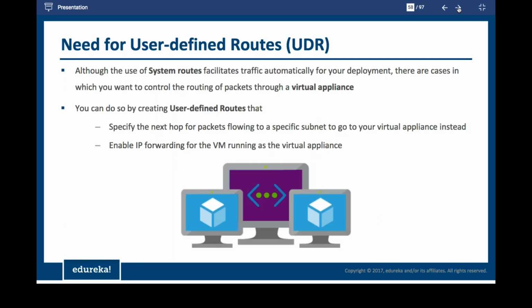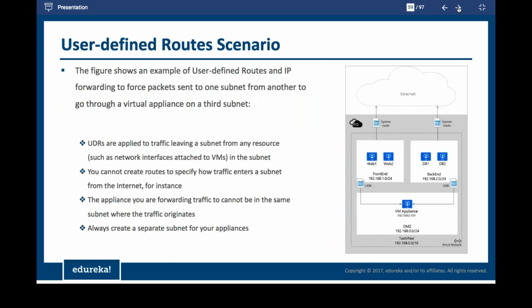Why do we need a UDR? The UDR comes along with system routes and facilitates the traffic automatically on a virtual appliance. Let's say that you have a hop of packets that has to be communicated, and you can define the next hop which has to communicate within the virtual appliance. So for IP forwarding and all those things you'll be using this UDR. In a UDR scenario, it says which packet has to be communicated based on the subnets that you have allocated.